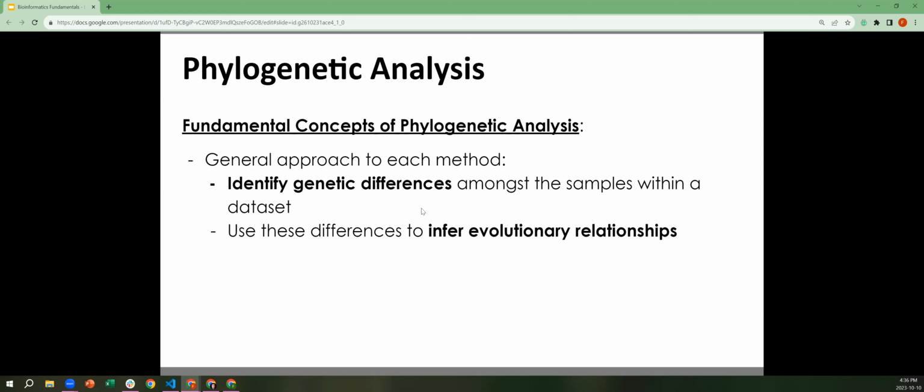From there, once we have our genetic relatedness, typically in the form of what's called a SNP matrix, a single nucleotide polymorphism matrix, where we have a pairwise comparison of all of our samples and the genetic distances between each of them, we then take those distances and we use that to infer the evolutionary relationships. And the concept here is very simple. Samples with fewer differences are more likely to be closely related than samples with many differences.